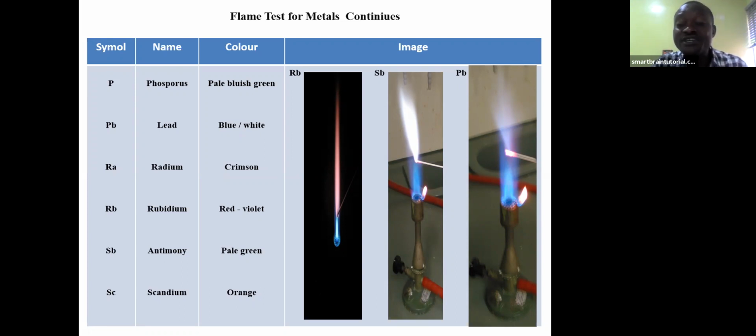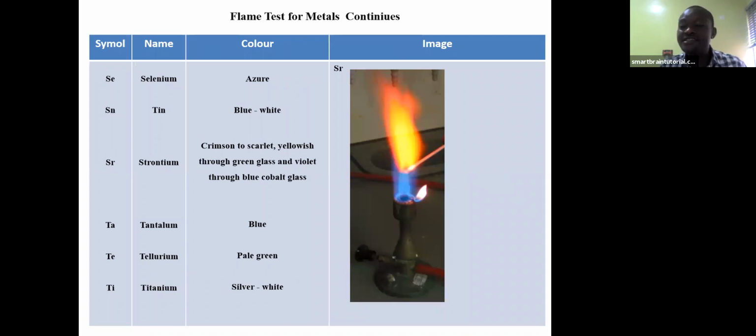Then in the picture, we also have lead. We say lead will be blue and white. Now, it is either blue sometimes, and sometimes it could be white. Here, it's blue. This is the sample, a platinum wire, and you can see the color being displayed here is blue, even though this flame is also blue. Then next stage here, we have selenium. It gives what is known as azure. We have tin. Tin will give you blue-white.